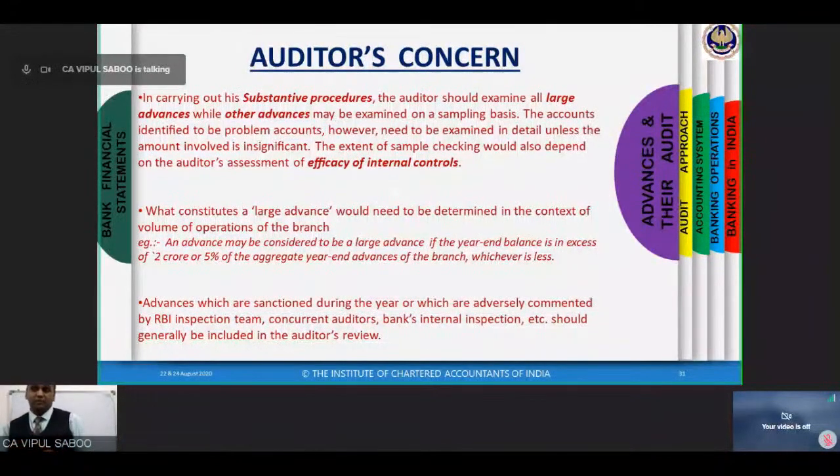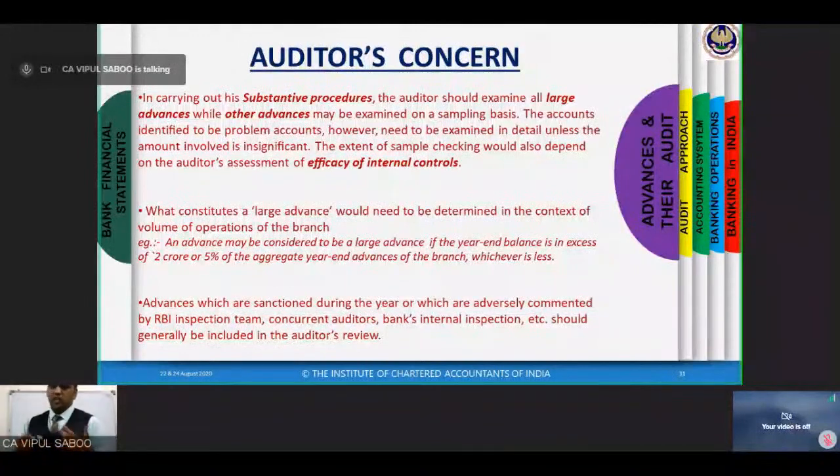Then, what is a large advance? What is a large advance depends upon the volume of operations of the bank. The volume of operations of a branch, how big a bank branch is, kitna bada bank branch hai, how is it determined? It is determined on the basis of the amount of advances it has given, on the basis of loans it has sanctioned in the market. That figure tells you how big a branch is. So an advance will be considered a large advance if the year-end balance is in excess of 2 crore or 5% of the aggregate. If a bank has 100 crore advances, 5% is 5 crores, so 5 crores or 2 crores, whichever is less. So if a particular advance has a year-end balance of 2 crores or more, then it is a large advance.